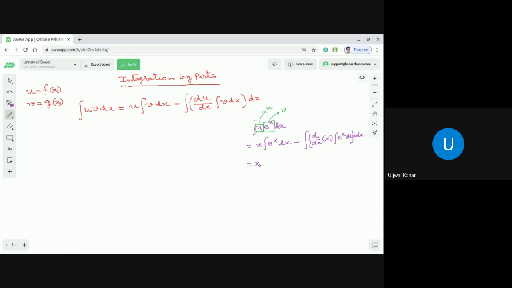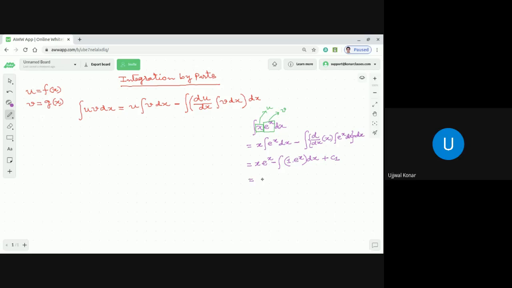Then what we get? We get x e power x, since integration of e power x is e power x, minus integration of d/dx of x, which is 1, into integration of e power x, dx. Plus we are adding one integrating constant called C1. Because we have done that one integration of e power x, for that one integrating constant comes, C1.